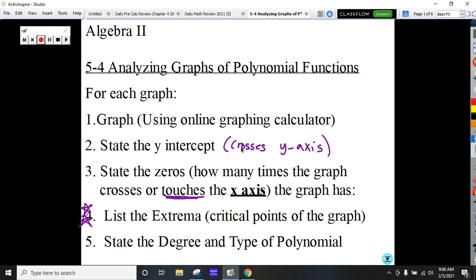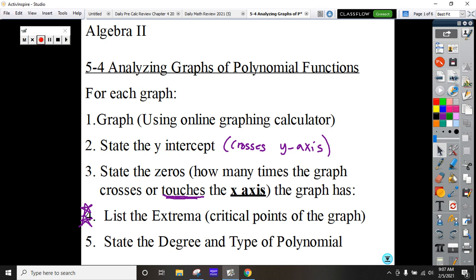So those are the different things we're going to do for each graph. So graph and snip, y-intercept, zeros, which we're pulling in from previous sections, extrema, which is a little new, and then degree and type we're going to pull in from the very last section. So those are the things we're going to talk about. So before we do some examples, we're going to talk a little bit more specifically about some of those things, just some reminders.